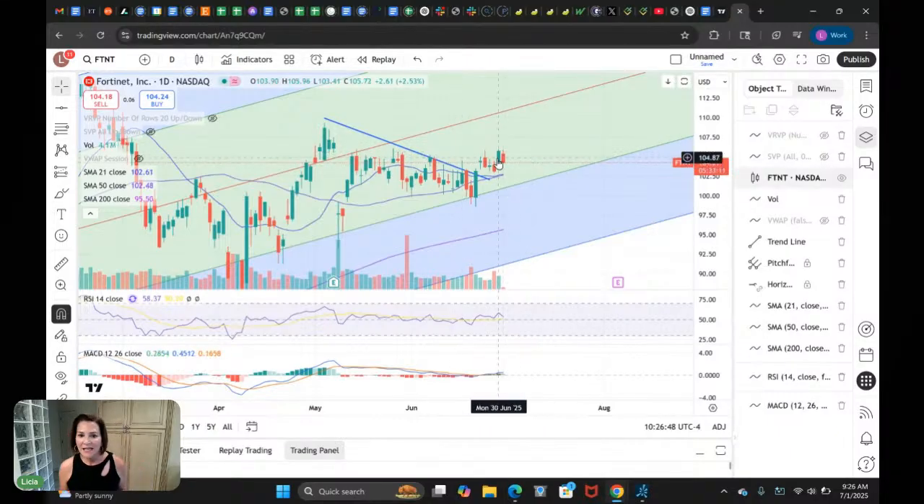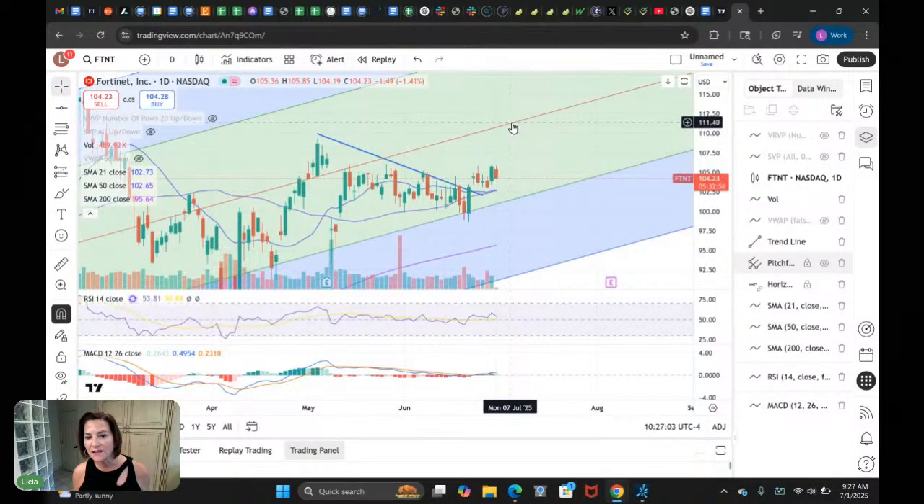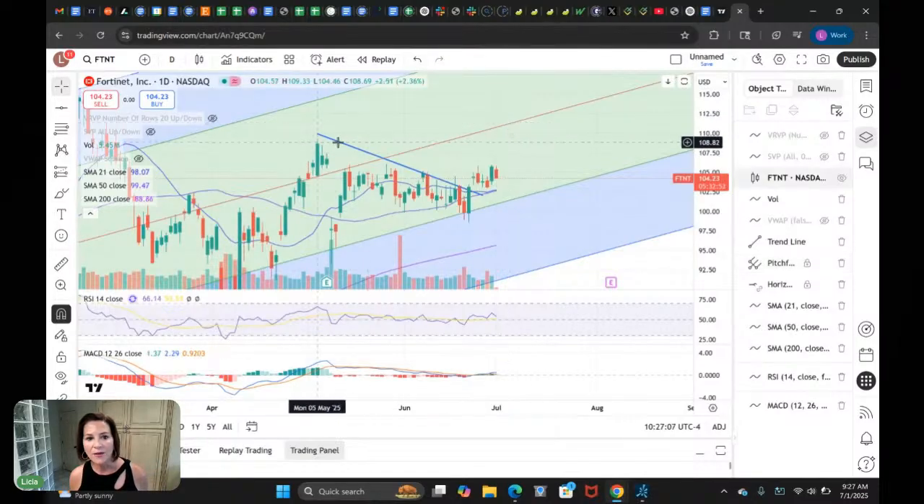Now, as I said, this is just consolidating here. You still have the support of the moving average. Today's a pullback day. Gotta watch it. But there is an 80% chance that FTNT is going to trade back up to our median line. Now, the previous high will be resistance. So that's my price target.